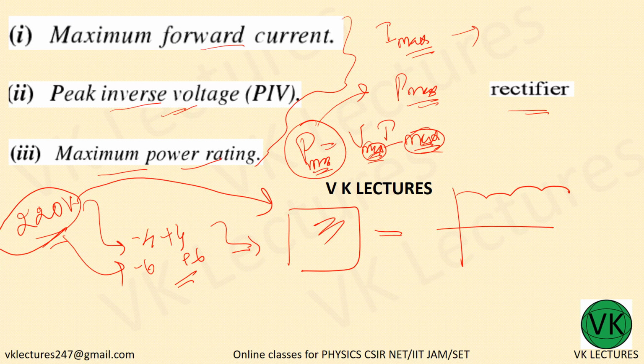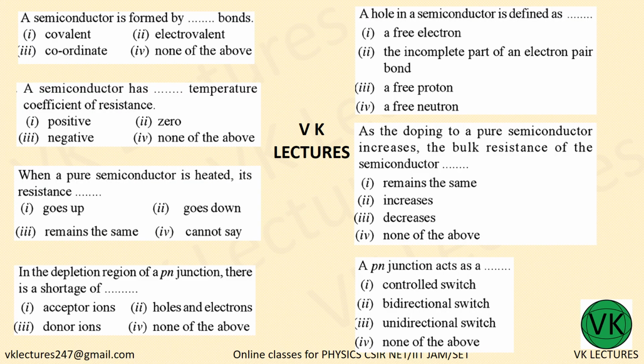A semiconductor is formed by covalent bonds, discussed earlier. A semiconductor has a negative temperature coefficient, again discussed. When a pure semiconductor is heated, it will start conducting. When conduction starts, resistance decreases, goes down.